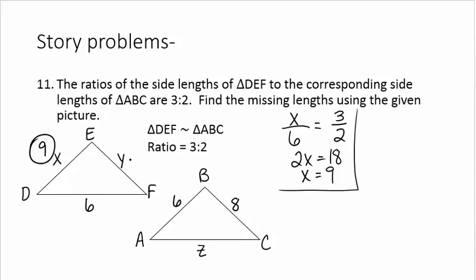So in order to find y, that's side EF. It is similar to side BC, which is 8, and the ratio of those side lengths is 3 to 2. So again, we cross multiply. 2y equals 24, and we get y equals 12.